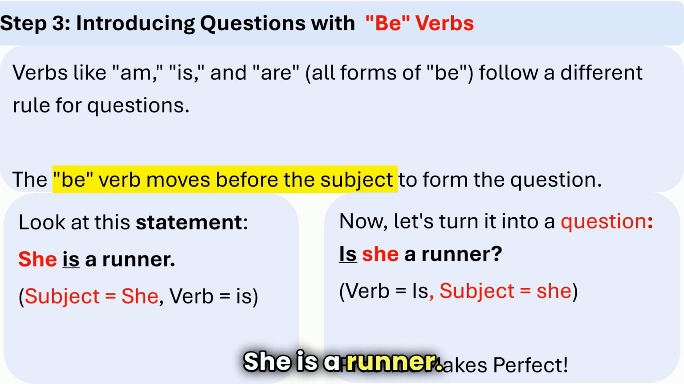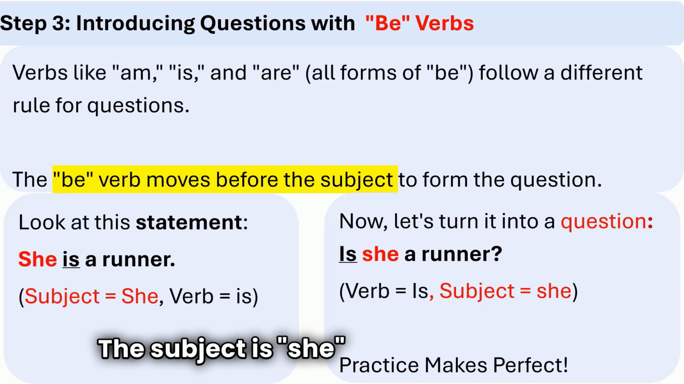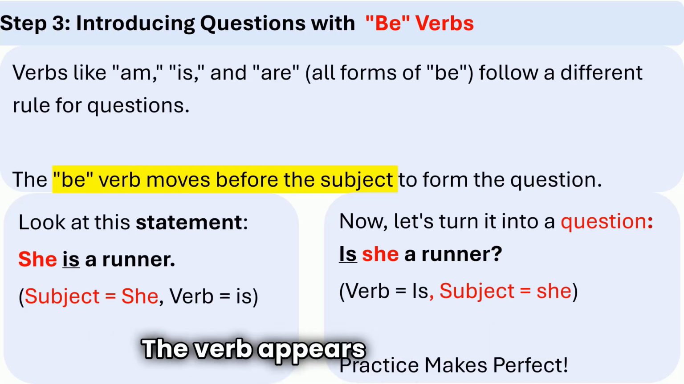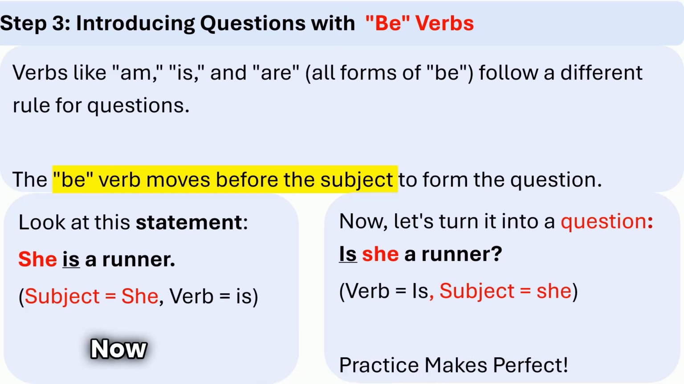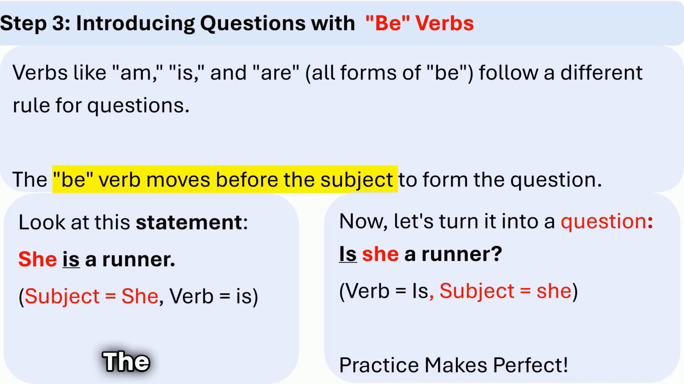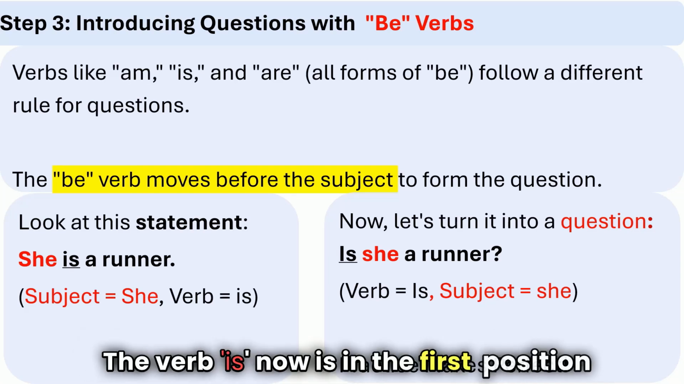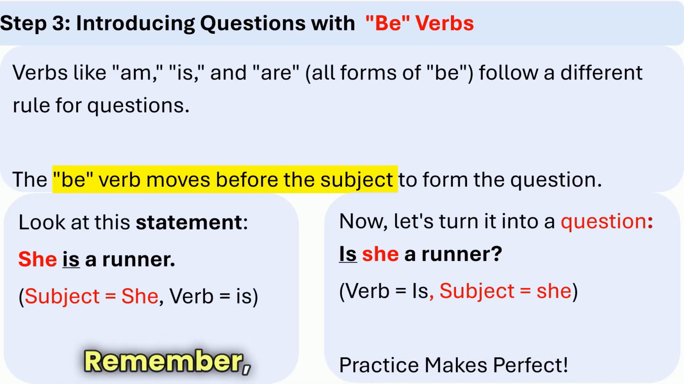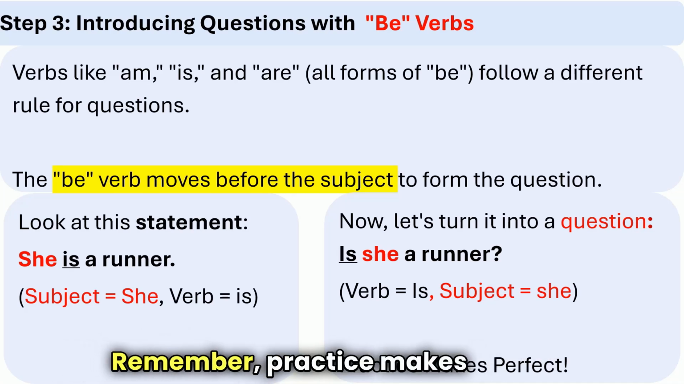She is a runner. The subject is she, and it is first in the sentence. The verb appears second in the statement. Now, let's turn it into a question. Is she a runner? The verb is now in the first position, and the subject, she, is in the second position. Remember, practice makes perfect.